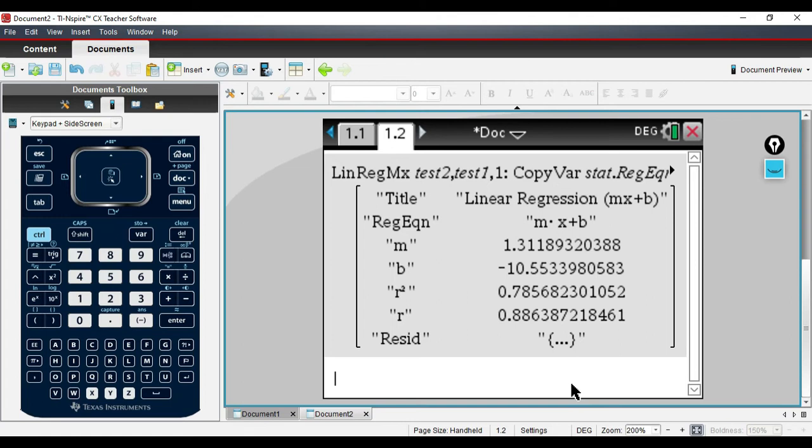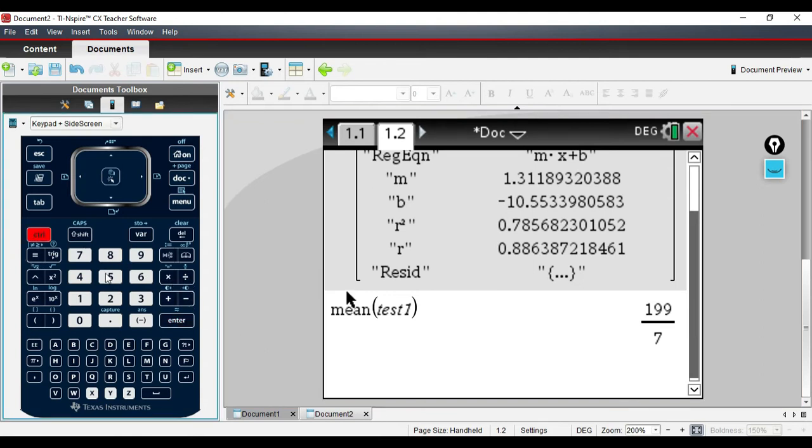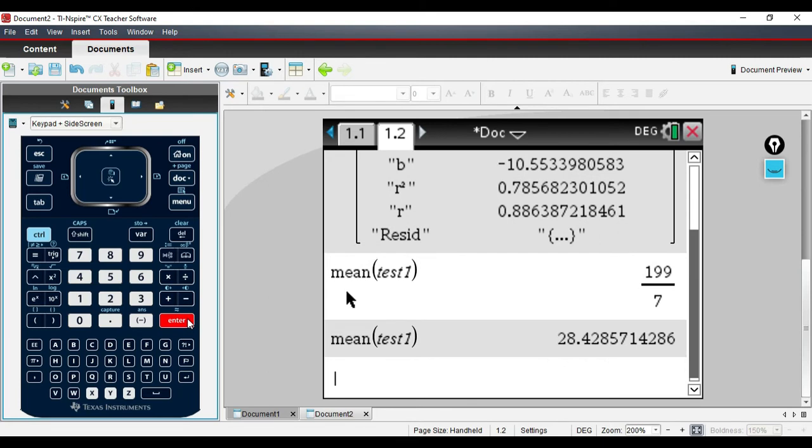Now, IB wants you to reverse your variables, so both of these straight lines will go through the ordered pair, and while we're here, we might as well do this as well, where I'm going to say the mean of x was test 1, at least in the table. This is the x bar labeled in the table, test 1 data, and I should probably put that in decimal form, so I'll just go control enter. So there's my point of averages, approximately 28.4.